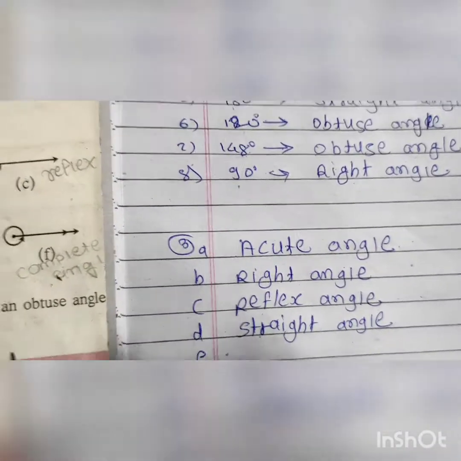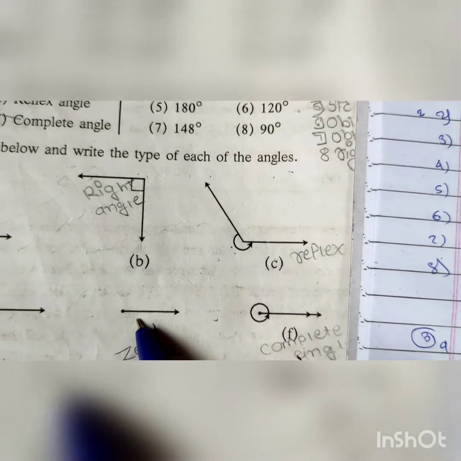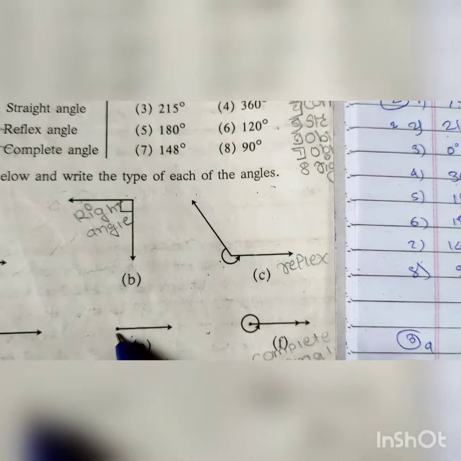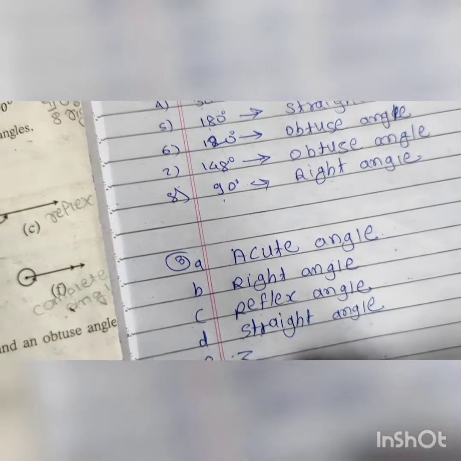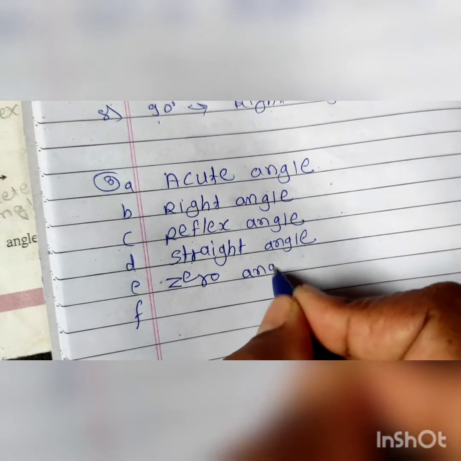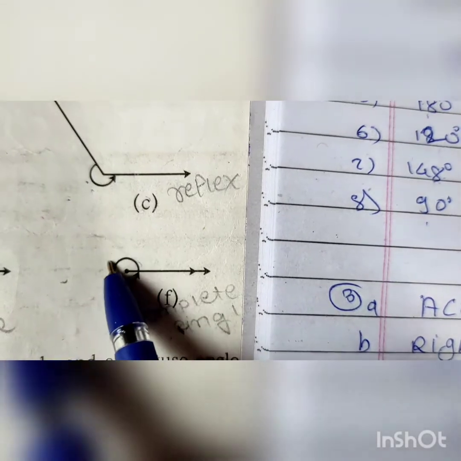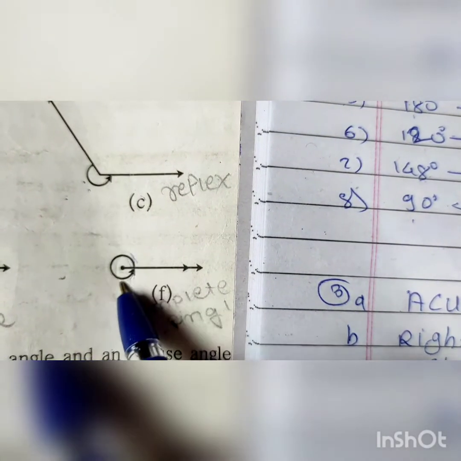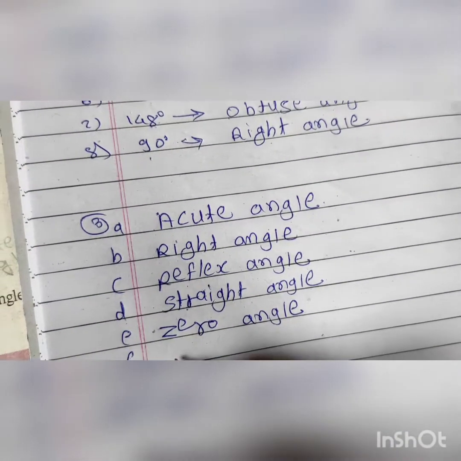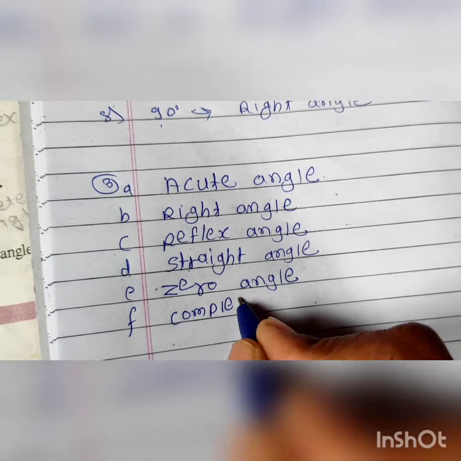Okay. This is 0 angle because measurement is 0, and this is whole, this measure is 360, so this is complete angle. Complete angle.